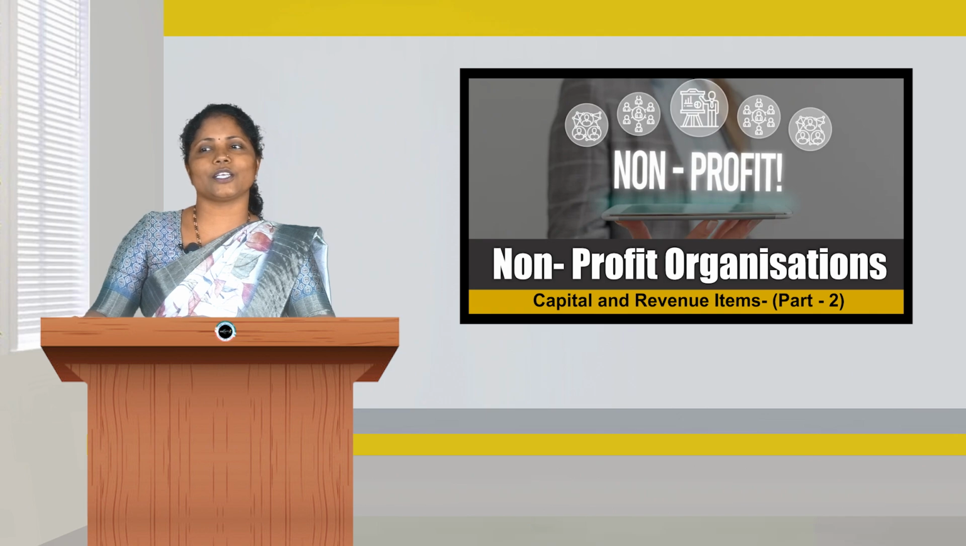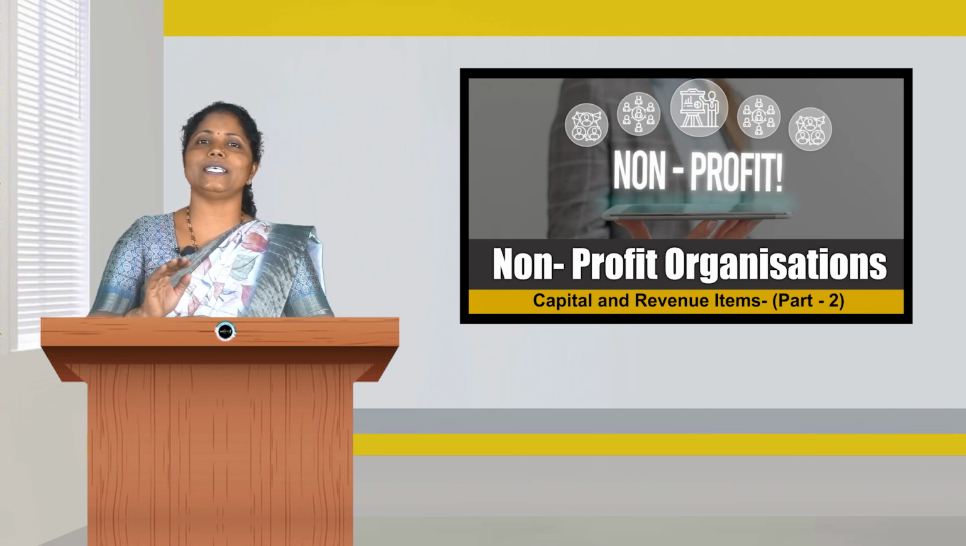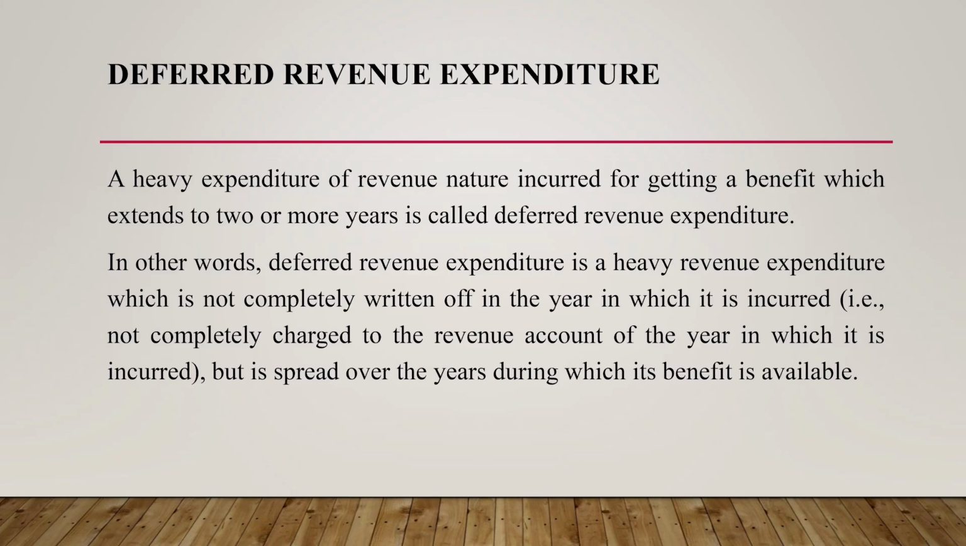Let us move to the next concept, that is deferred revenue expenditure. The very name itself says it is a revenue expenditure, but it is deferred. What is the meaning of deferred? It is postponed. In the sense, these expenditures are the heavy expenditures of revenue nature incurred for getting a benefit which extends to 2 or more years.